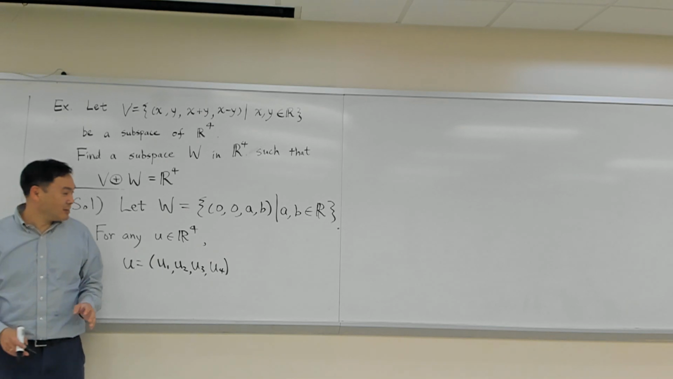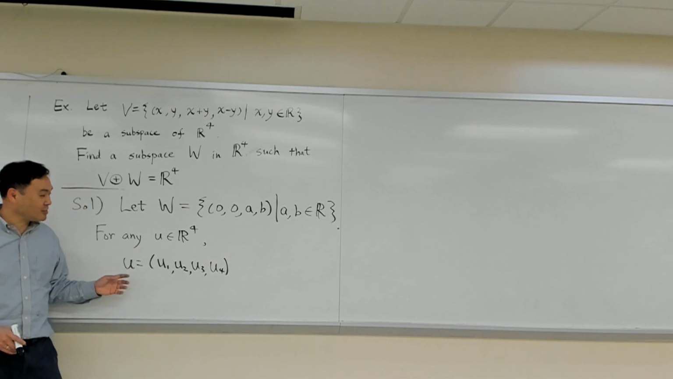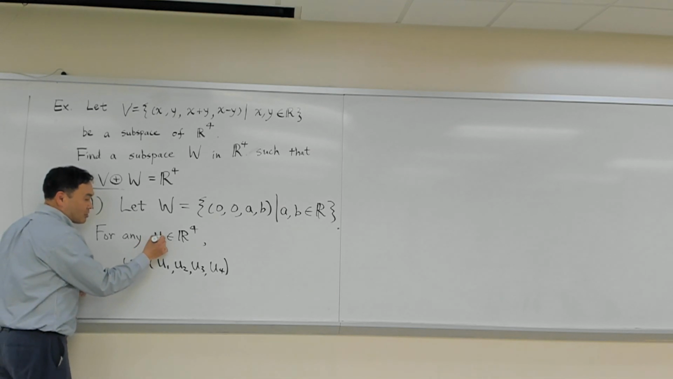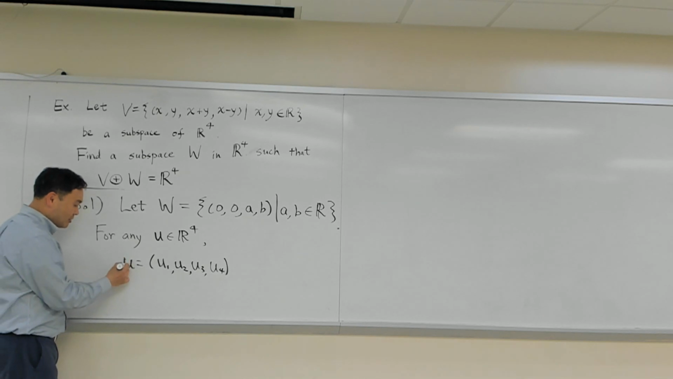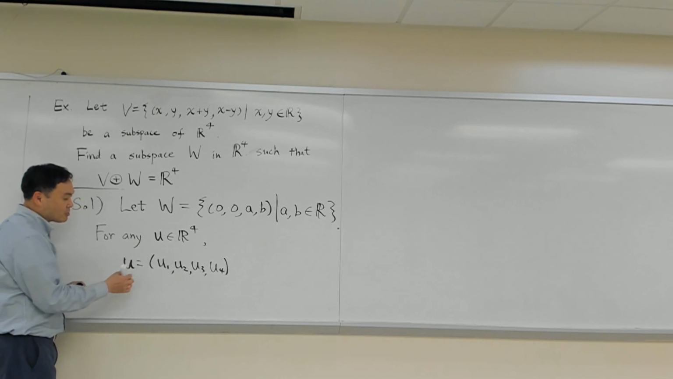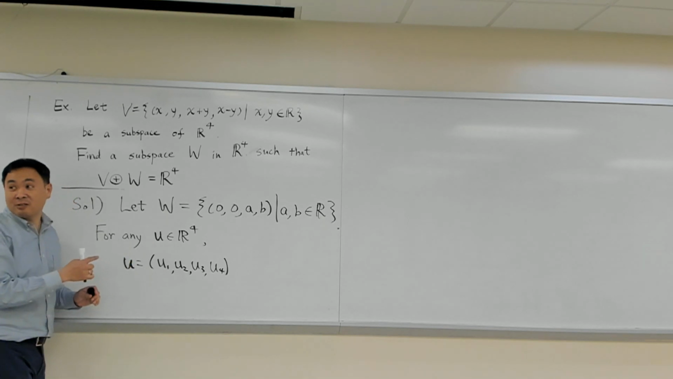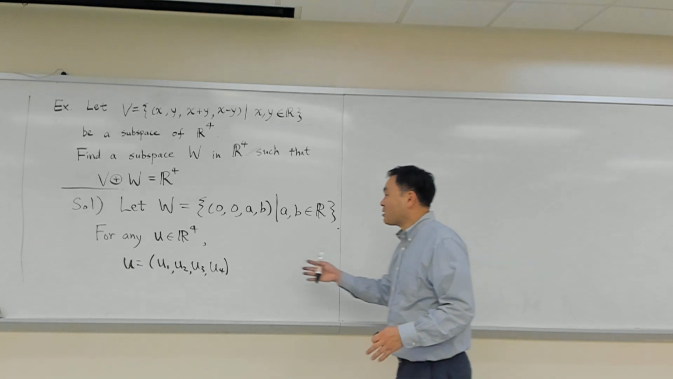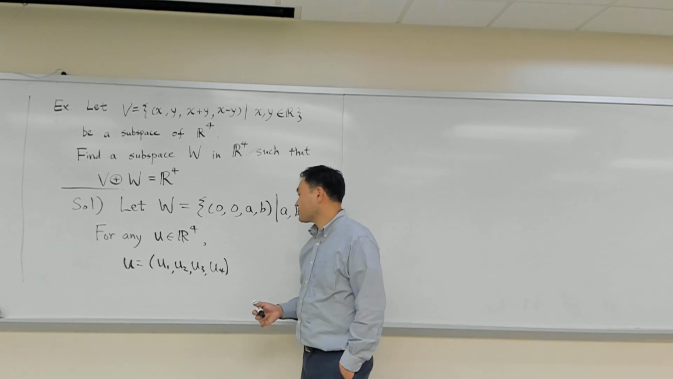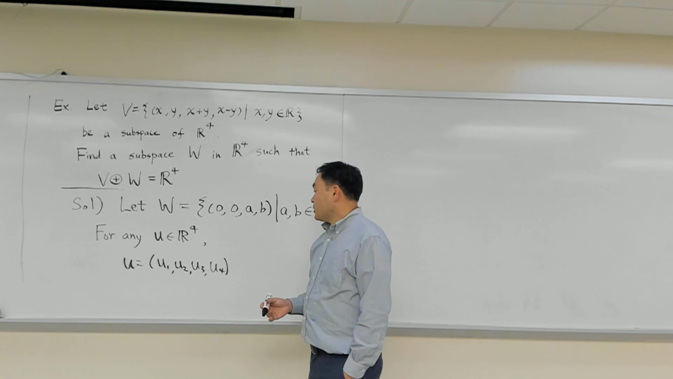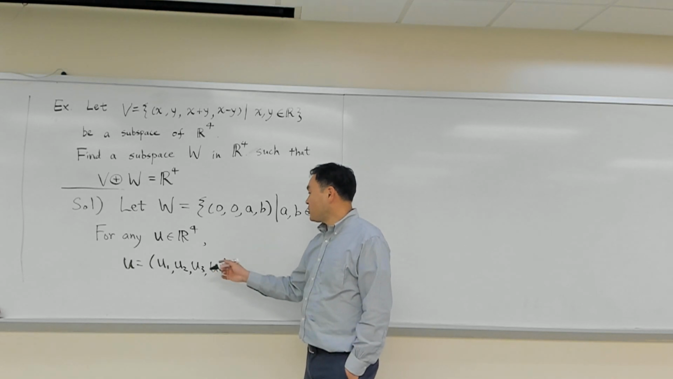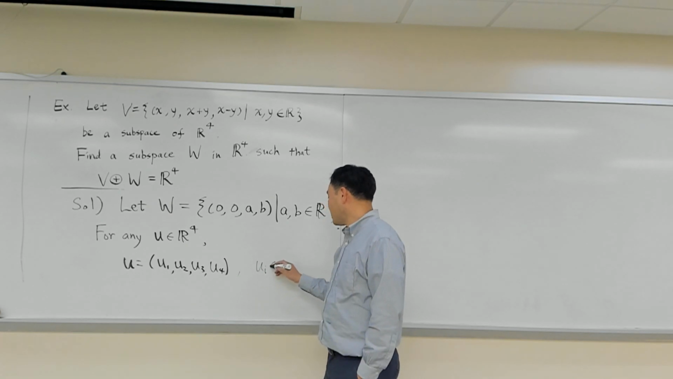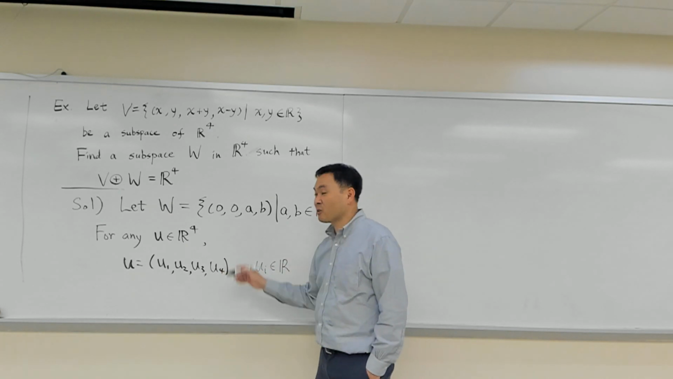And by the way, this is not in print, but if I was writing this in print, we'd use lowercase boldface for vectors, and this would be regular font. Not in our textbook, but a lot of other textbooks do that. Okay. For any u in R4, u should be 4 numbers, where the ui's are in R, 4 real numbers. That's what it is.